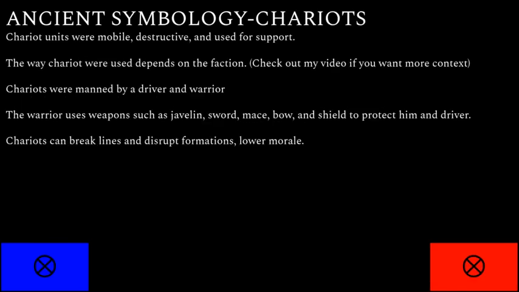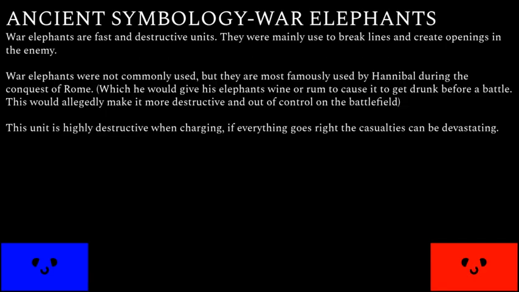Chariots. Chariot units were mobile, destructive, and used for support. The way chariots were used depends on the faction. Check out my video if you want more context. Chariots were manned by a driver and a warrior. The warrior uses weapons such as javelin, swords, mace, bow, and a shield to protect him and the driver. Chariots can break lines and disrupt formations or lower morale. I'll be using a symbol down here.